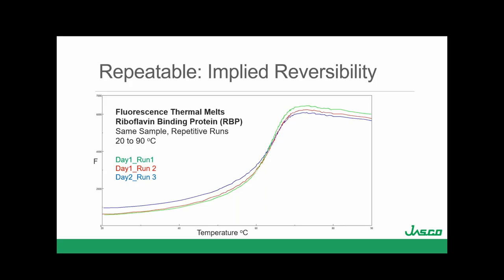Repeatability. In this case, I have 3 thermal melt scans that were run from about 20 to 90 degrees, and the same sample, the exact same sample, not even just a different aliquot. The same sample was run day 1 twice, and then on another day, run again, and we have beautiful reproducibility, right? I mean, so clearly it folded up again, and this is a very robust, very reversible system.